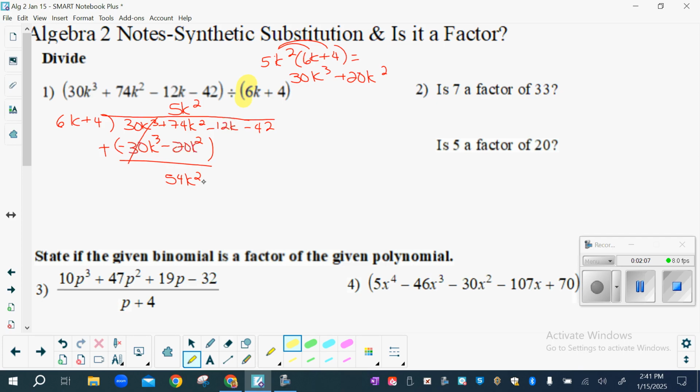What next? Actually, we haven't done this one yet. What do we do next? What goes next to the 54k squared? Negative 12, or negative 12k. Yep. So what do we multiply the 6k by to get the 54k squared?